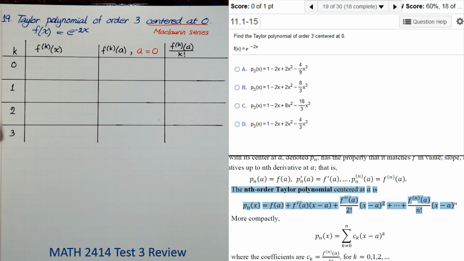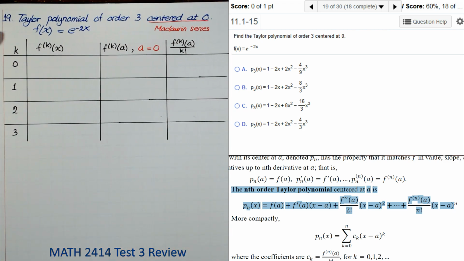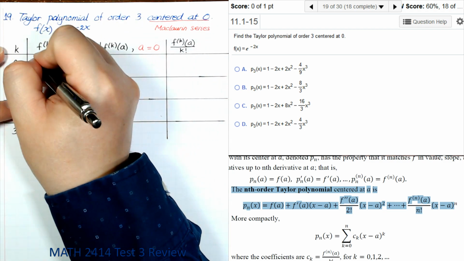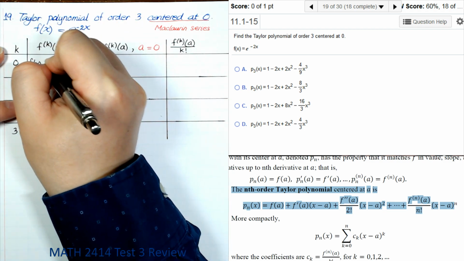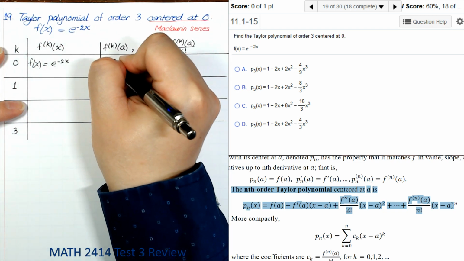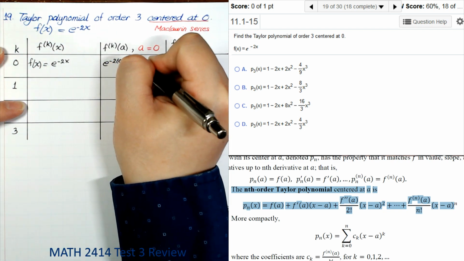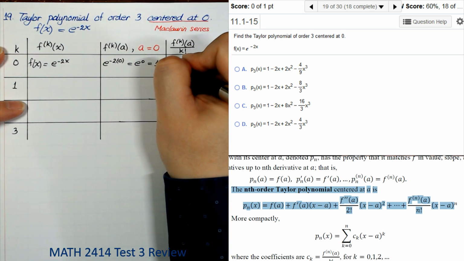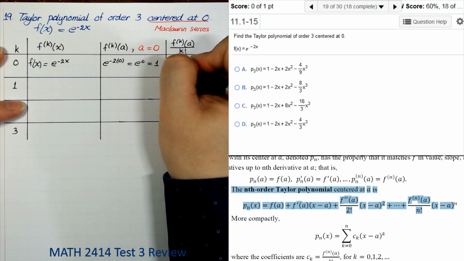Oh shoot. Yeah, the reason I don't like the actual choice is because they multiply it out and simplify it. Anyway, just see the function e to negative 2x. Now let's put 0 in for it, and we'll take 1 divided by 0 factorial.